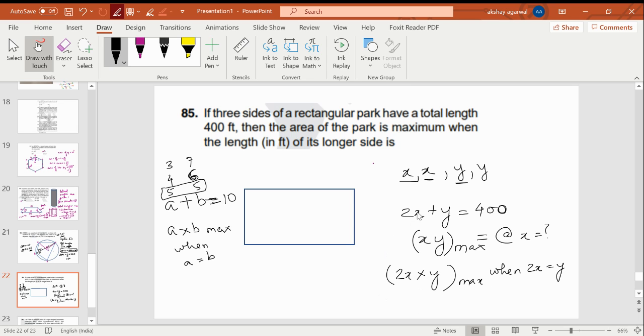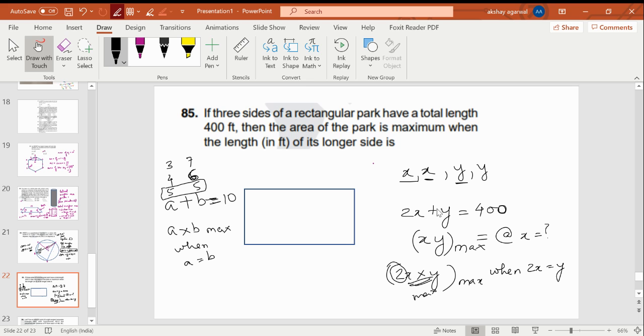Obviously, yes, because 2x plus y is a constant and the multiplication would be maximum when both the variables are equal. What's the relation of 2x into y with x into y? If 2x into y is maximum, if I just ignore the 2, x into y will also be maximum. So therefore, x into y, or the area, will be maximum when 2x is equal to y.